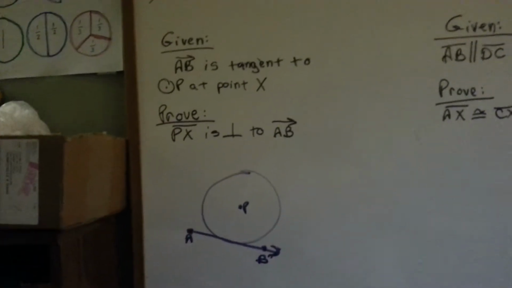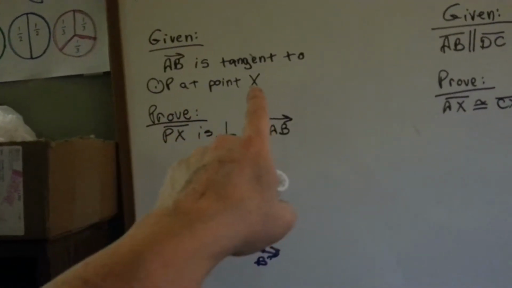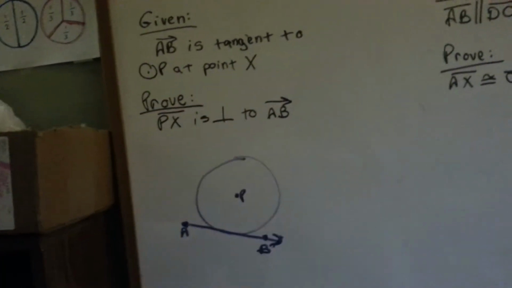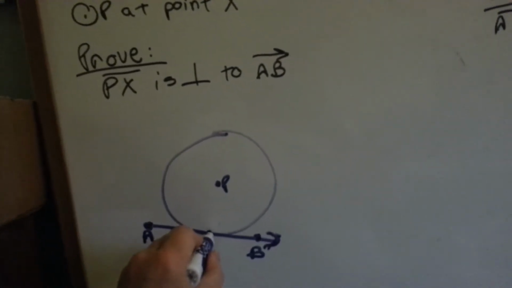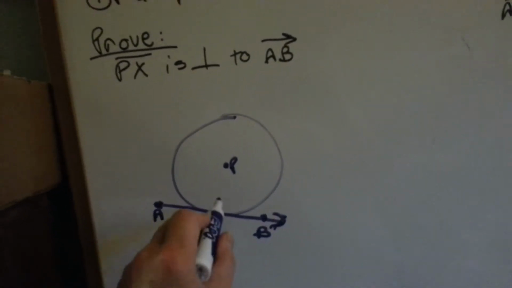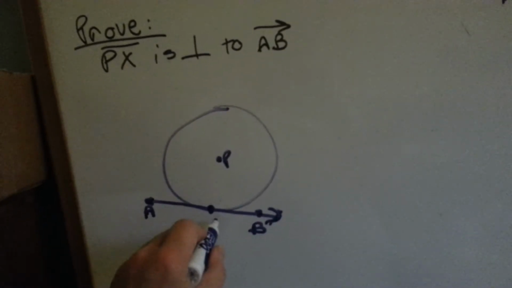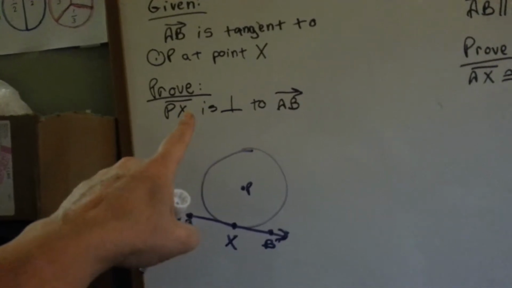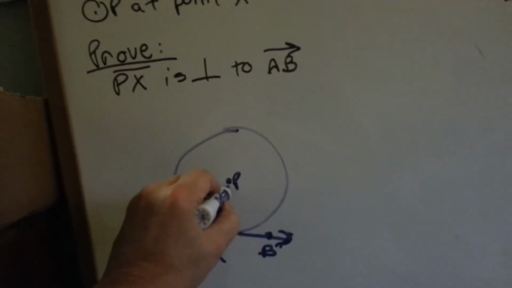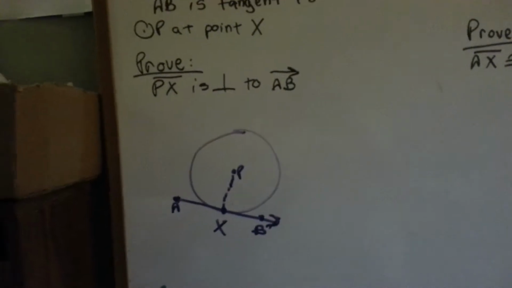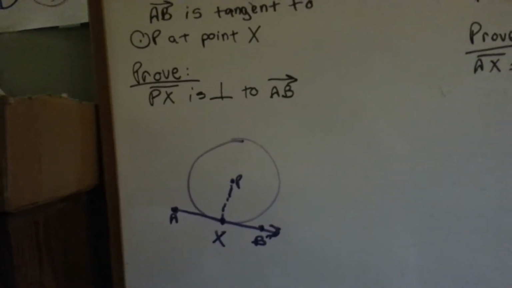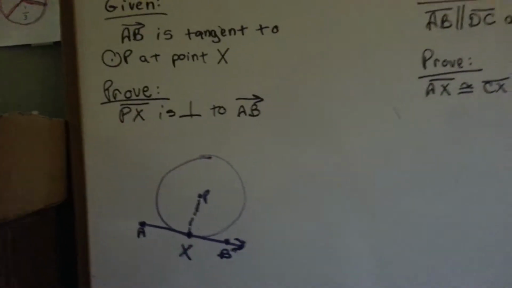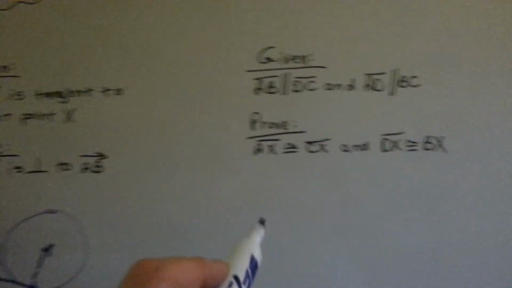Look how far we've gotten already. AB is tangent to circle P at point X. So this is where this tangent hits the edge of the circle, so that's got to be X. The proof says that line PX, so there's a line there now, is perpendicular to AB. Look at that. Doesn't it look like that drawing fits that? It sure does.